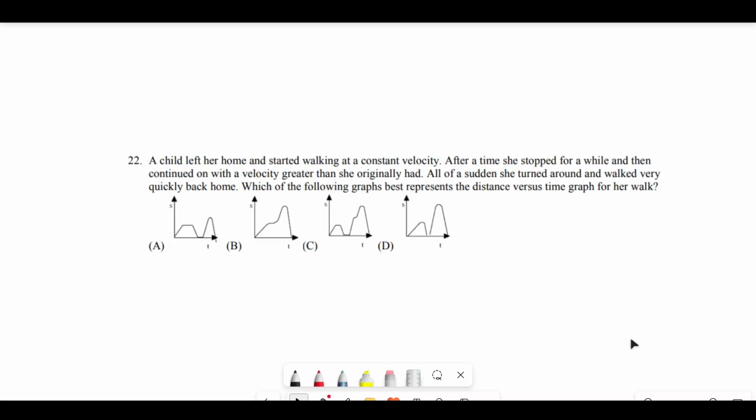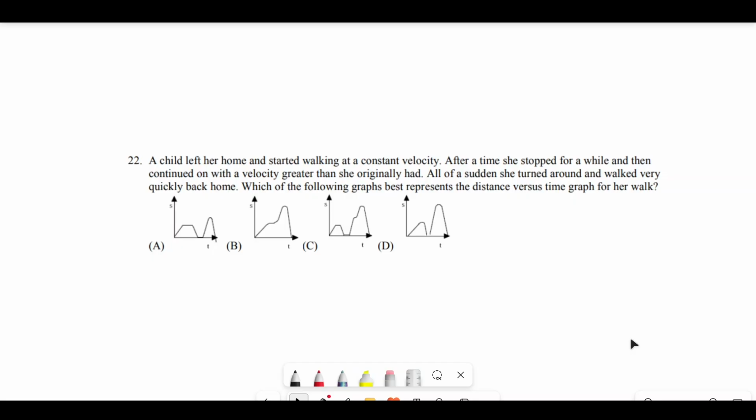It says a child left her home and started walking at a constant velocity. After a time, she stopped for a while and then continued on with a velocity greater than she originally had. All of a sudden, she turned around and walked very quickly back home. Which of the following graphs best represents the distance versus time graph for her walk?